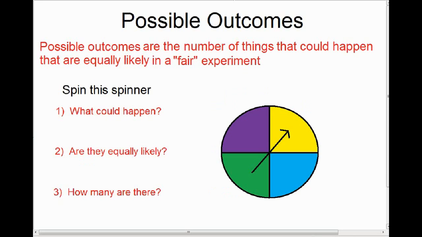Here's another example of an experiment where we have a spinner that we spin that looks like this. Again, the first question you ask yourself is what could happen if we spin the spinner? We could land on purple, we could land on yellow, we could land on blue, or we could land on green. Are the outcomes equally likely? Yes, they are, because the pieces are the same size. So how many possible outcomes are there? There are 4.